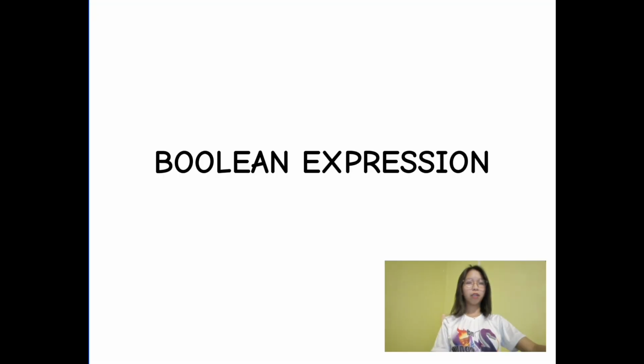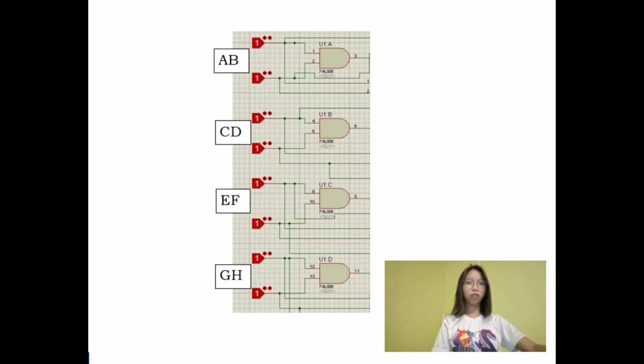So let's move on to how to get the Boolean expression of a logic diagram. First things first, we get the expressions for column 1, which are directly connected to the inputs. These are the product of A and B, the product of C and D, the product of E and F, and the product of G and H.